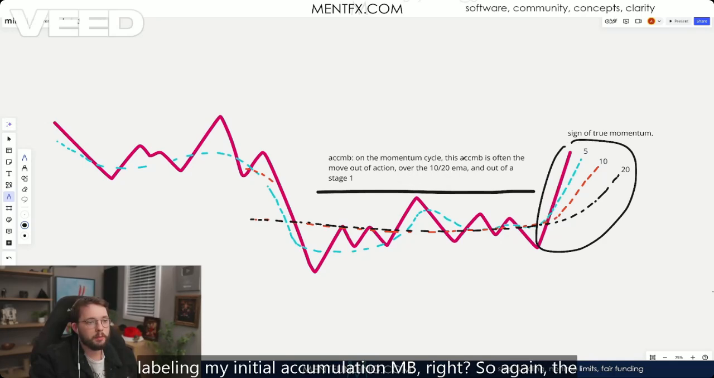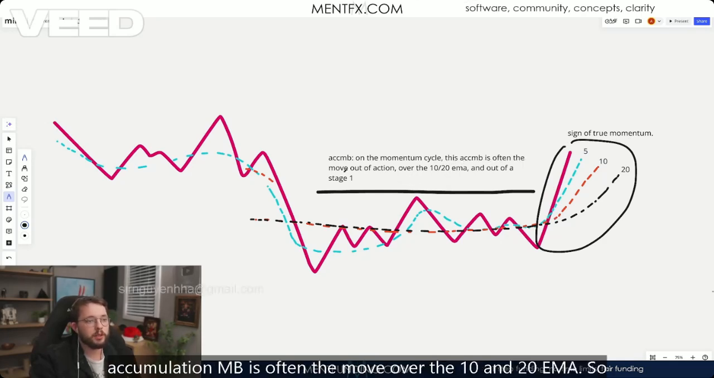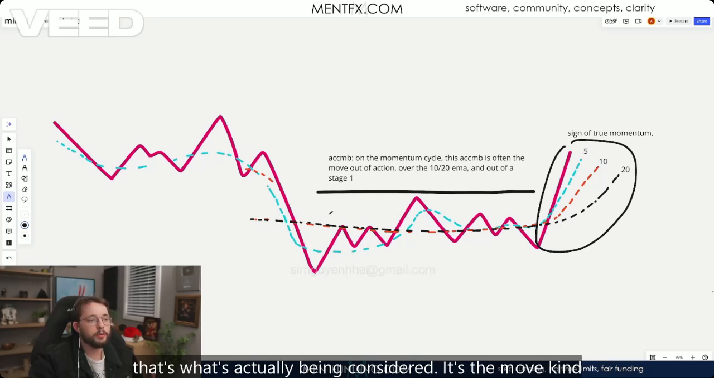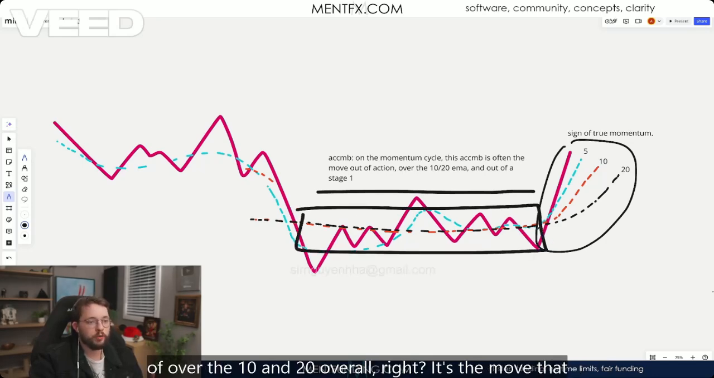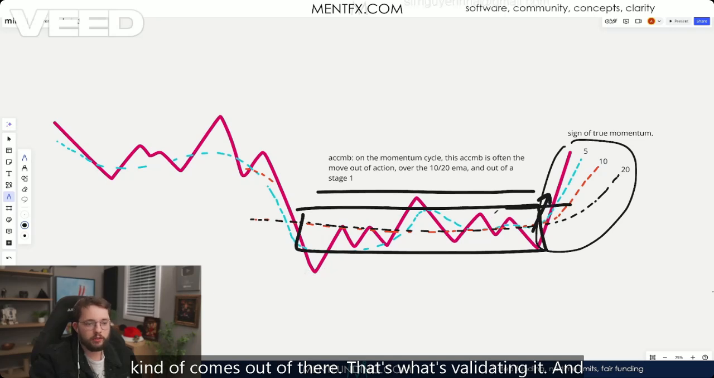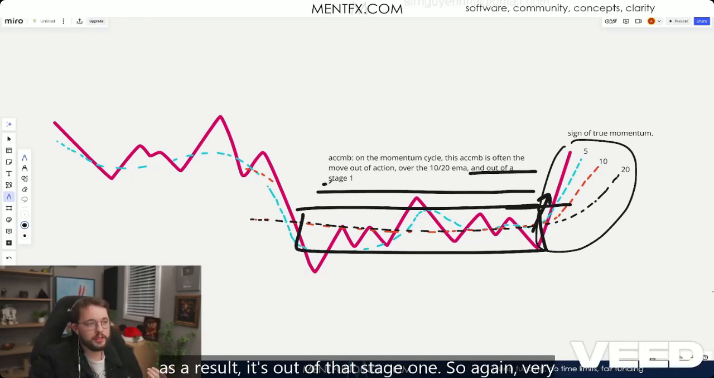initial accumulation MB, right? So again, the accumulation MB is often the move out of the action over the 10 and 20 EMA. So that's what's actually being considered. It's the move over the 10 and 20 overall, right? It's the move that comes out of there. That's what's validating it. And as a result, it's out of that stage one.